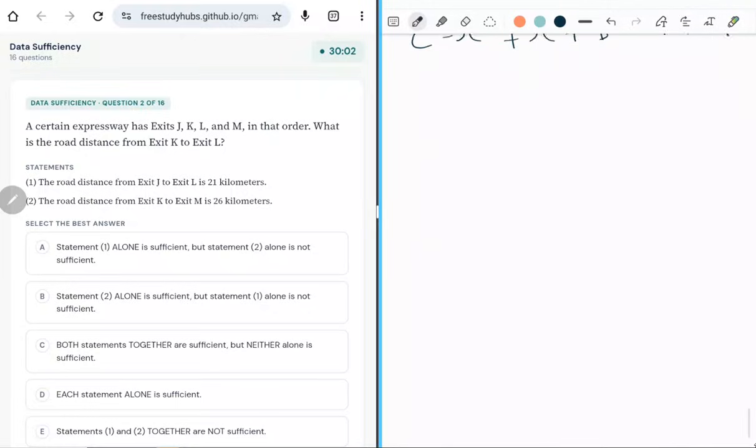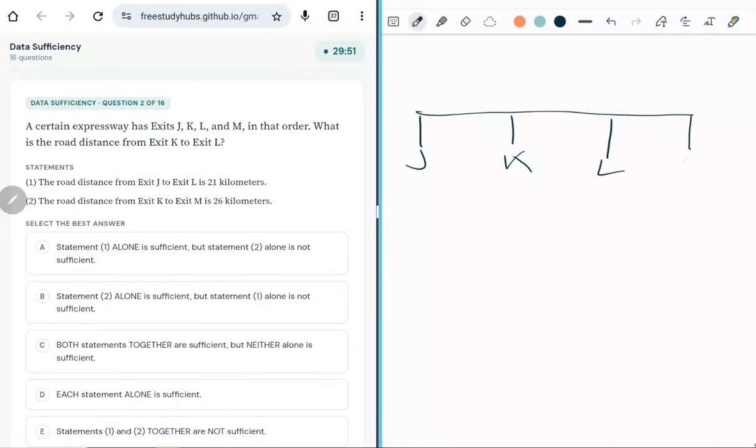Alright. A certain expressway has exits J, K, L, and M. What is the road distance between K and L? I put J, K, L, and M in the same order. We assume J is 0. The road distance between J and L is 21, so J and L is 21.